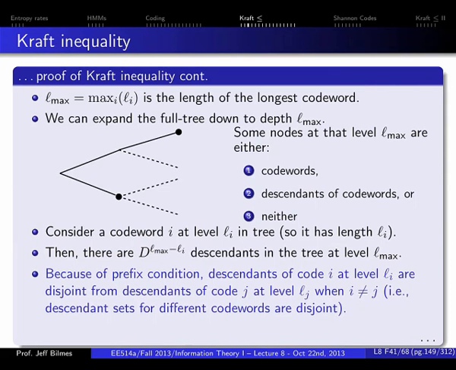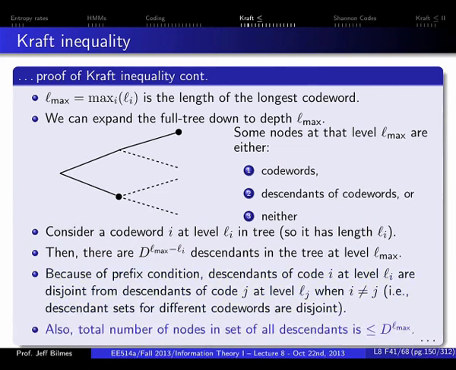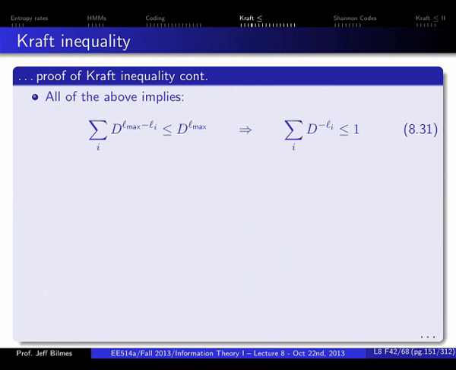And we've got this prefix condition, which says descendants of code word i at level i are disjoint from descendants of code word j at level j, when i is not equal to j. So descendants of different code words are disjoint. And the total number of nodes in all sets of descendants is certainly no greater than D to the L max. That's the total number of leaves in the completed, balanced tree. In the first level there's D, the second level there's D squared, and all the way down to the end there's D to the L max possible vertices at the end of the tree.